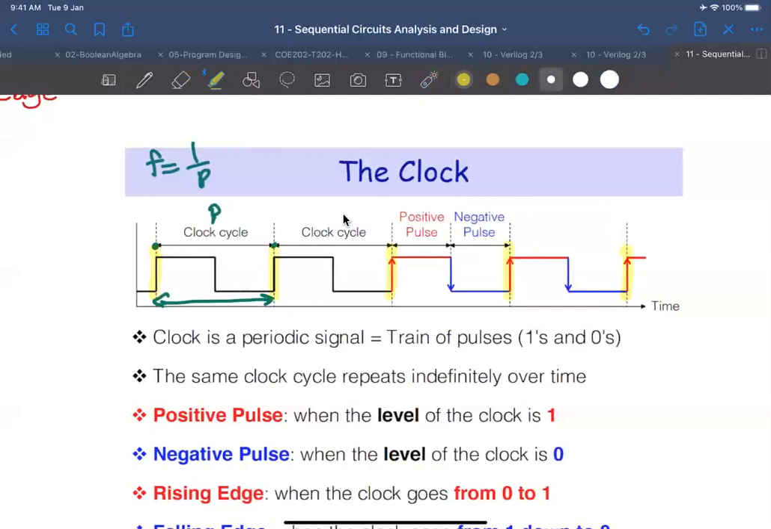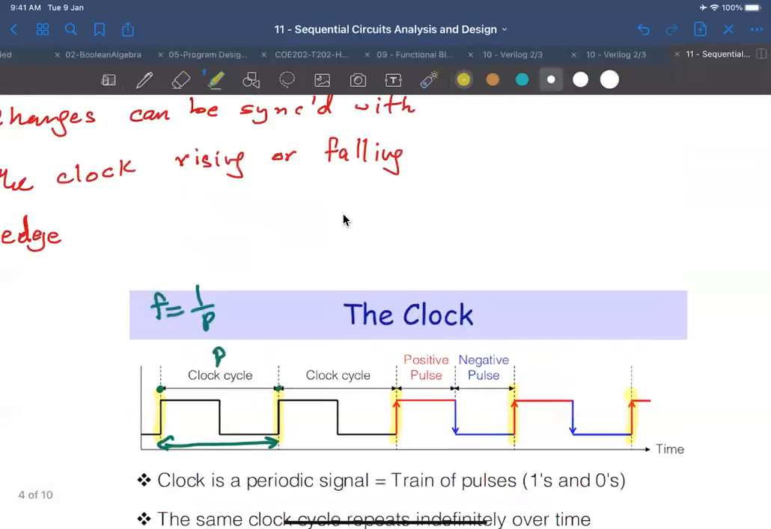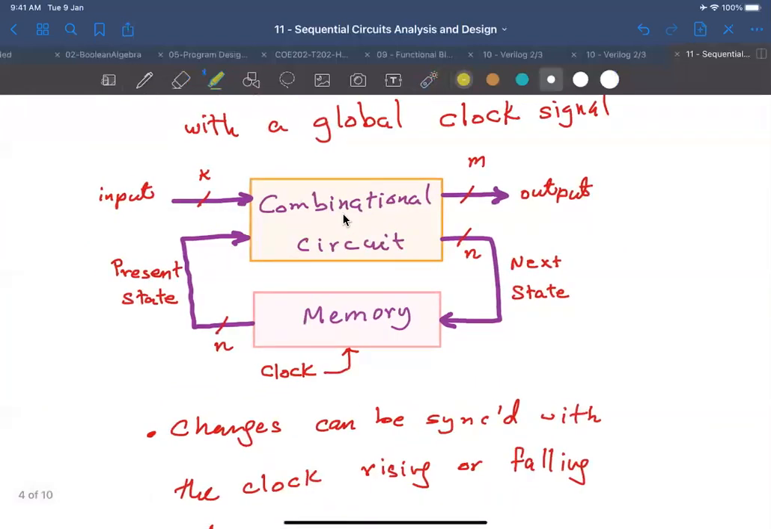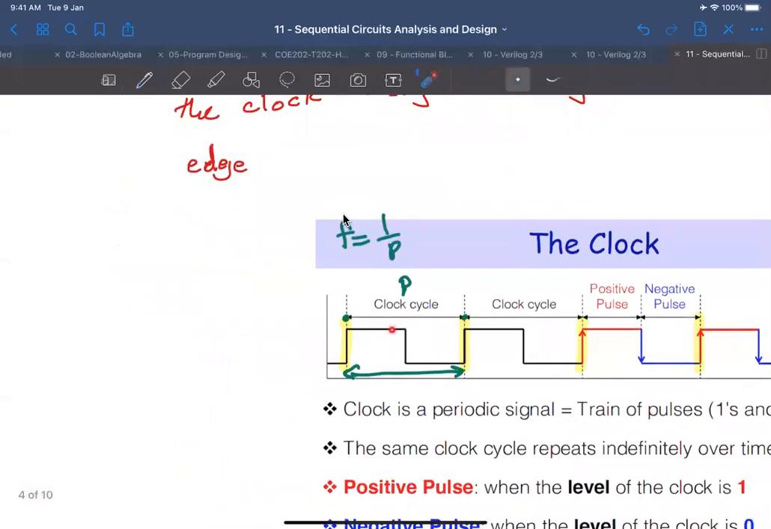If the input, for example, changes outside this time, then the changes are not captured by the memory elements. For example, suppose that my input changes here. My input signal changes here, which produces a change in the next state. And it changes here, exactly.